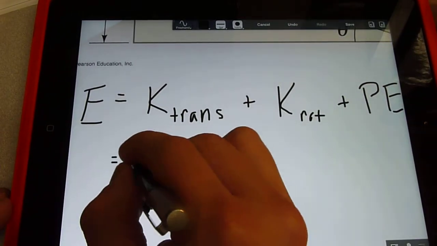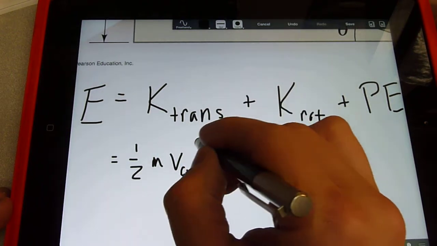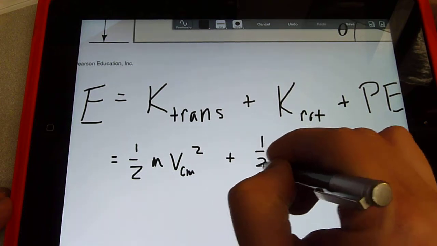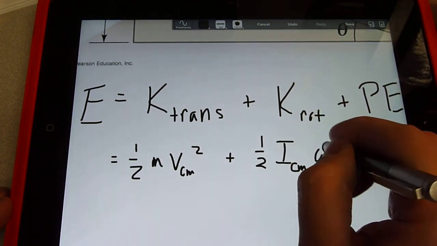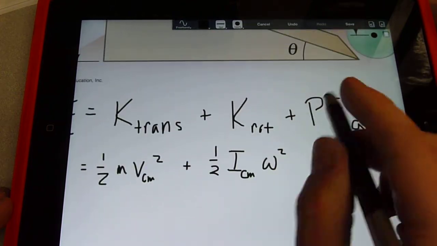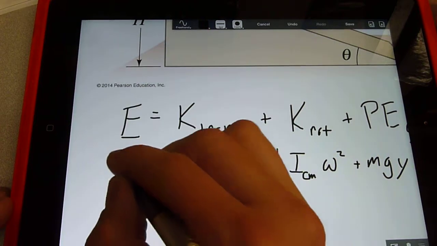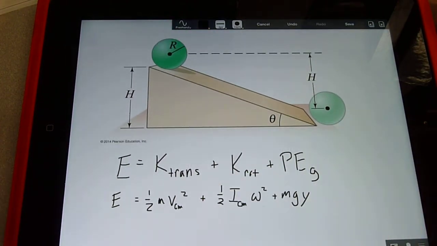That's going to then look like, well, my translational kinetic energy, that's 1/2 times mass times the velocity of my center of mass squared, plus 1/2 times I about my center of mass times my angular velocity squared, plus mgy. So that's going to be the statement for the total energy of this sphere as it's rolling down at any height y. It will have a certain speed, and this will allow me to track my total energy.